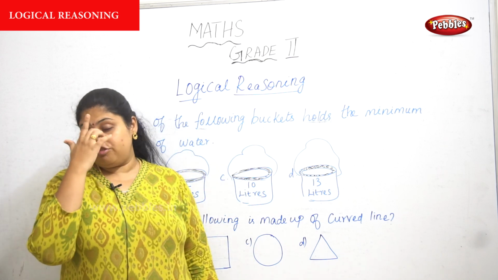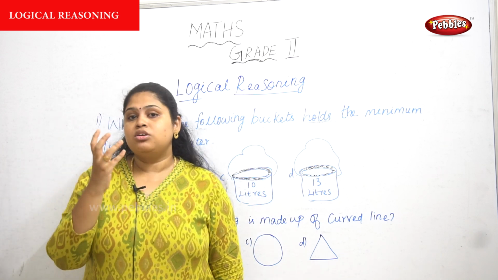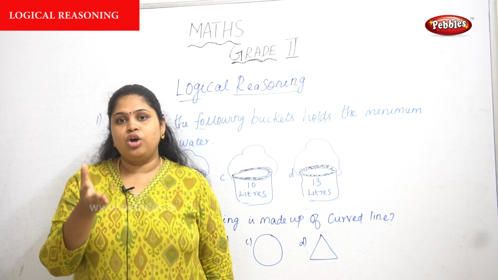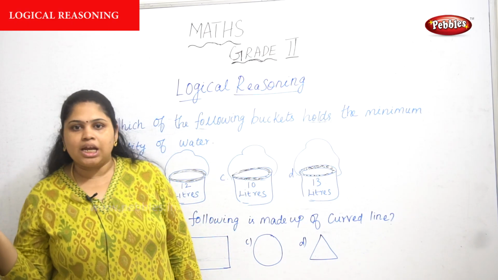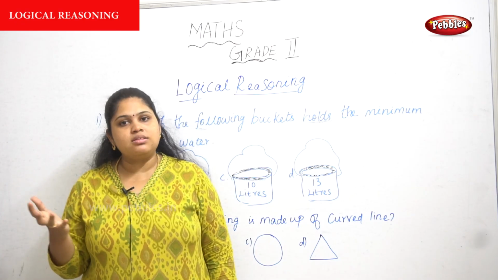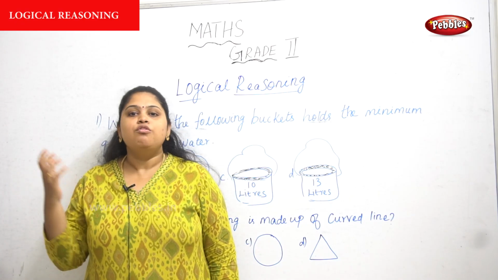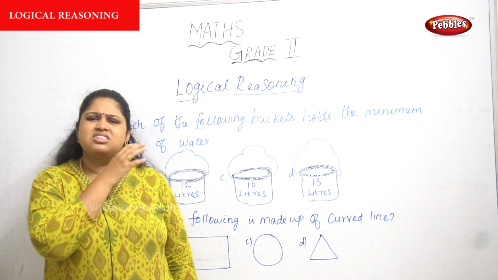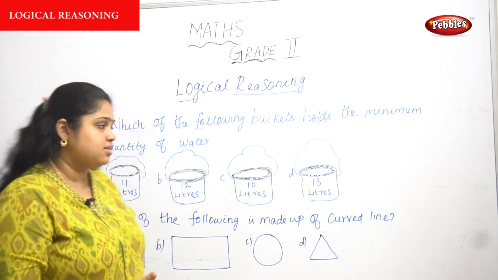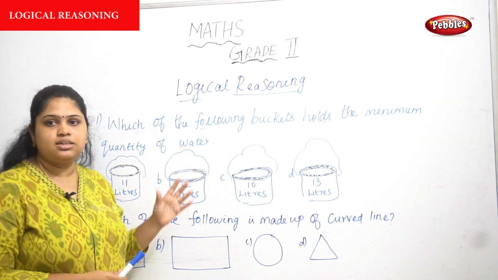For example, you buy 5 kgs of sugar for your home and 10 kgs for your neighbor's home. Which has the maximum quantity? Your neighbor's house has the larger amount of quantity. That is the same question here.